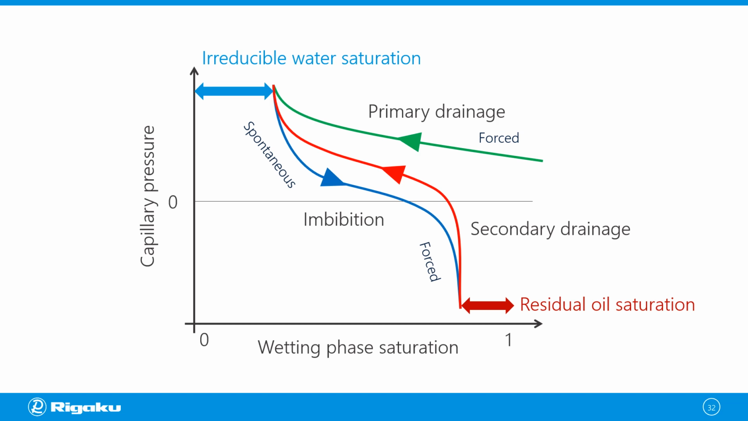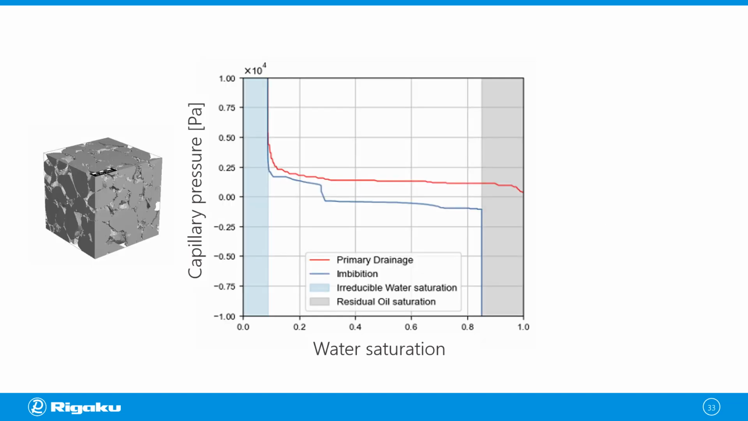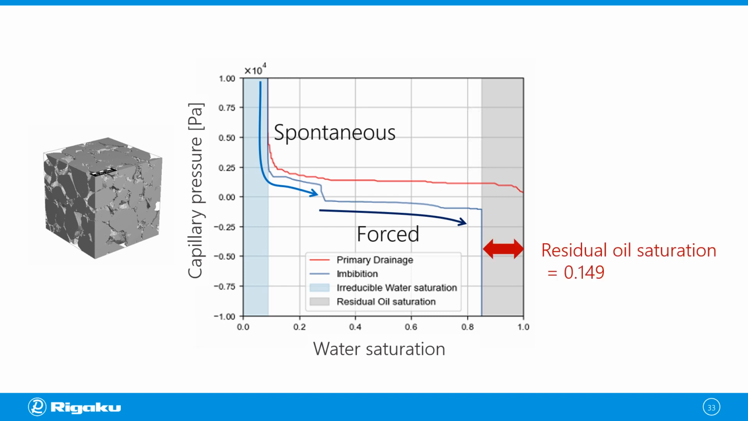I'm going to show you an example done using the same CT scan. So we use this Idaho Gray CT scan and run the simulation, and you can see that the spontaneous imbibition process is happening there. And at this point, it switches to a forced imbibition process. And at the end, you know what the residual oil saturation is. In this case, it was 0.149. And again, you can get those results without running the experiment.